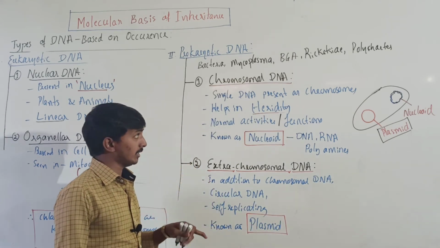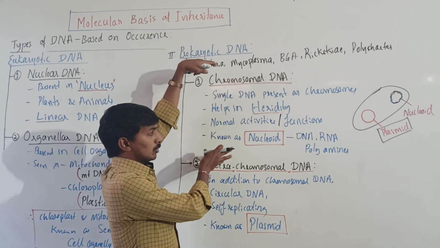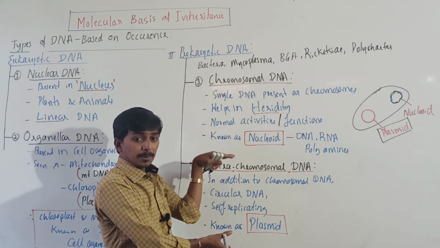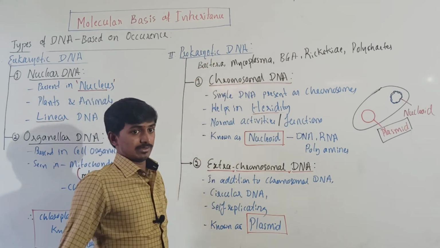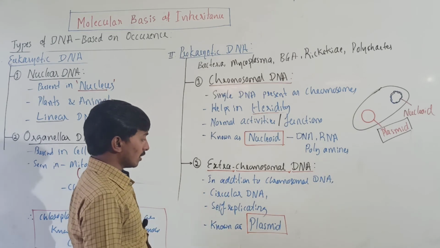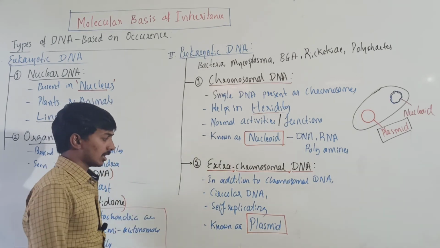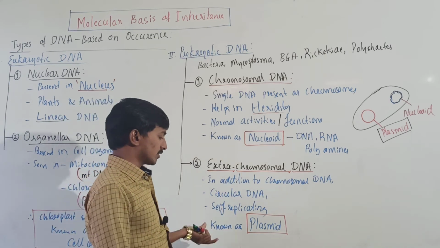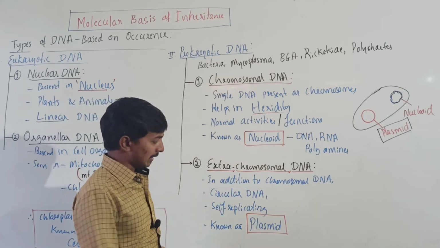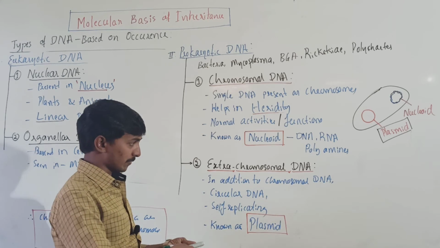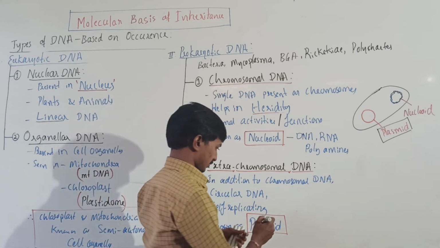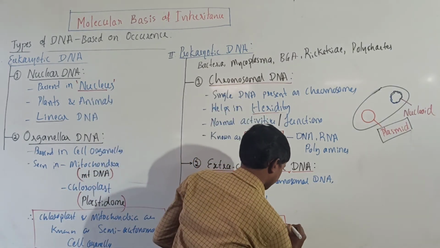I have told already that chromosomal DNA performs normal functions. This performs additional functions, whenever the conditions are abnormal. In such cases, this will help. I will write a few examples of the plasmids performing various functions.